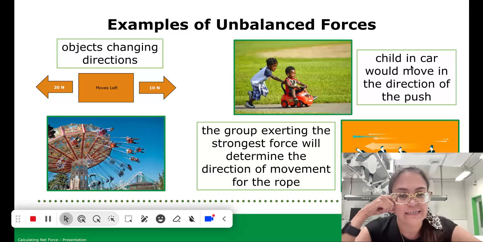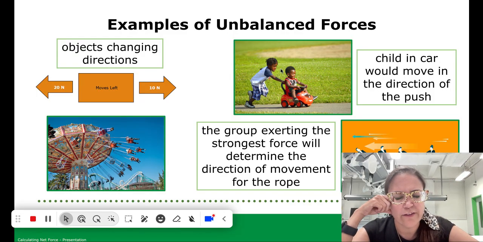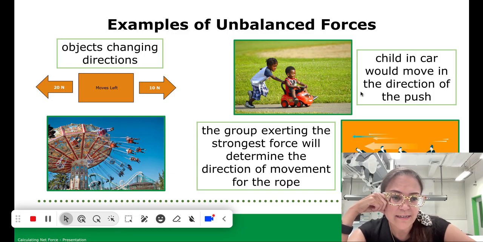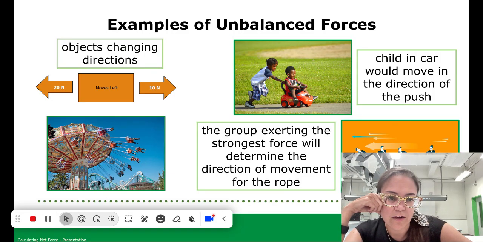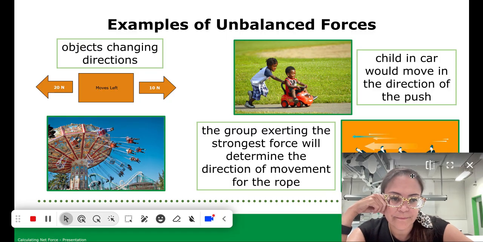Here we have this child in this car. So this boy is pushing this other little boy in a car. And so the child in the car would move in the direction of the push. So he is pushing his friend or his little brother to the right. So this little boy in the car is going to move off to the right.